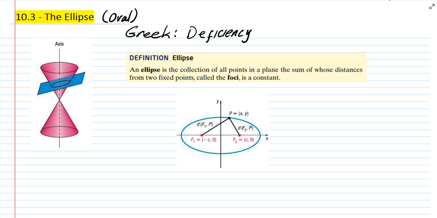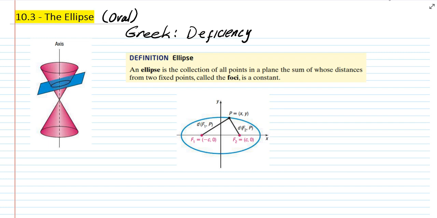Hello everyone, let's talk about ellipses. Now the ellipse is the familiar oval shape that I'm sure everybody is familiar with. The literal meaning in Greek of ellipse is deficiency. I don't think it has anything to do with the ellipse, and that is not deficient in any sense that I'm aware of.